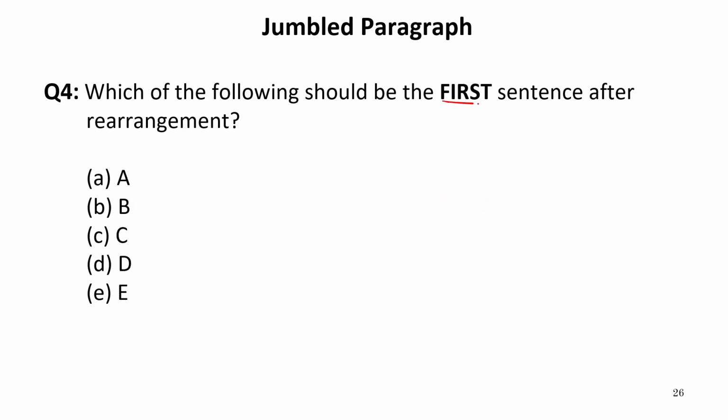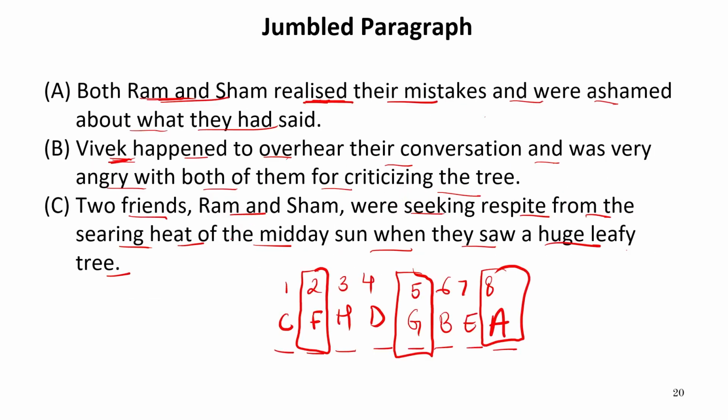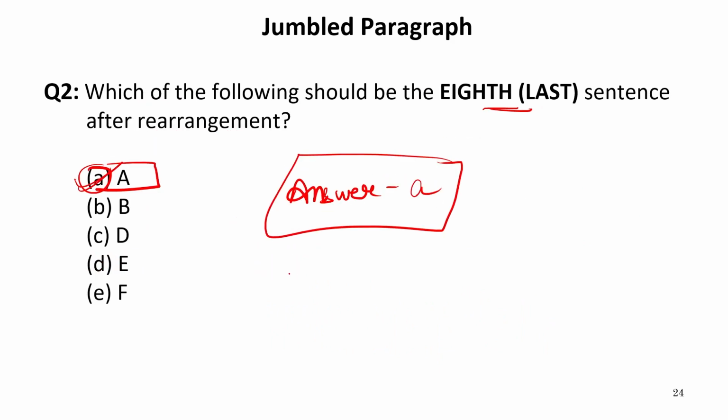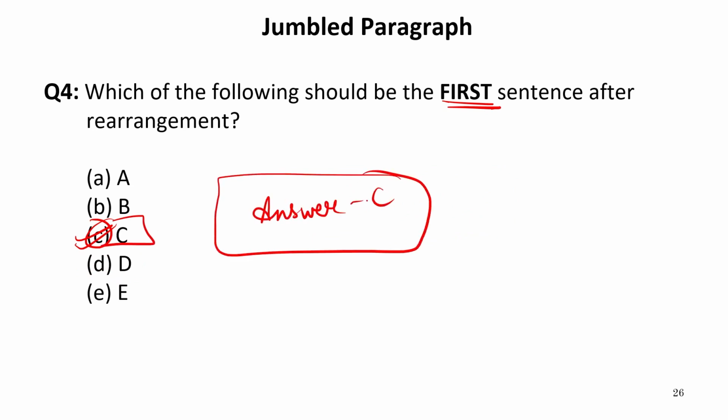We have been asked about the first sentence of the rearrangement. So the first sentence is C. Let us see in which option this C is given. C is given in option number C. So our answer is C. This is again very simple. The first sentence is C. So our answer is C. Now let us move to the next one.